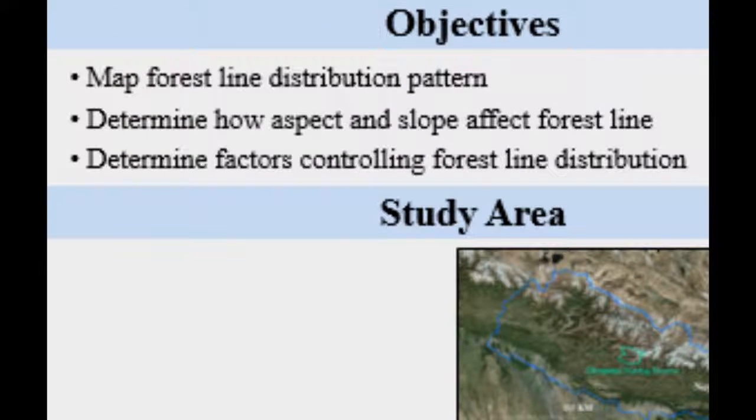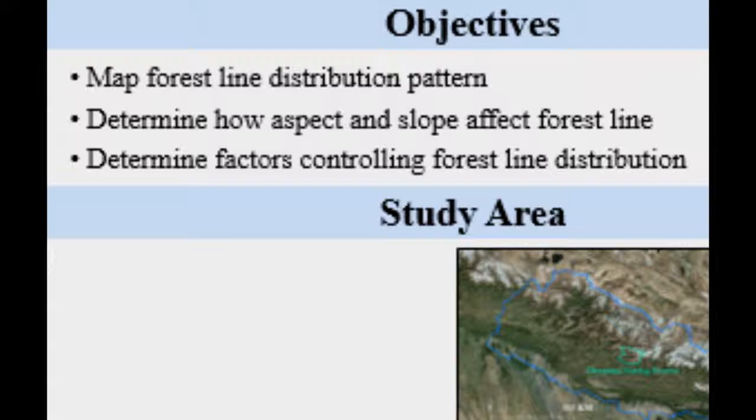The first objective of this project is to map the forest line distribution patterns. We need to have data to analyze. The second objective is to determine how aspect and slope affect forest line. Aspect is the compass direction that a mountain is facing.